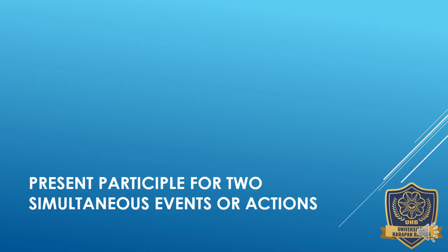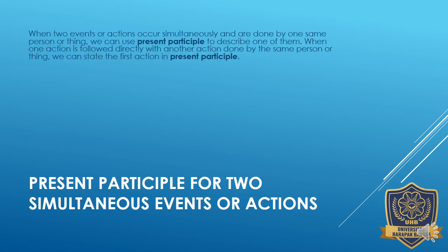Present participle for two simultaneous events or actions. When two events or actions occur simultaneously and are done by one same person or thing, we can use present participle to describe one of them. When one action is followed directly by another action done by the same person or thing, we can state the first action in present participle. Remember, only the first action you can change into present participle.